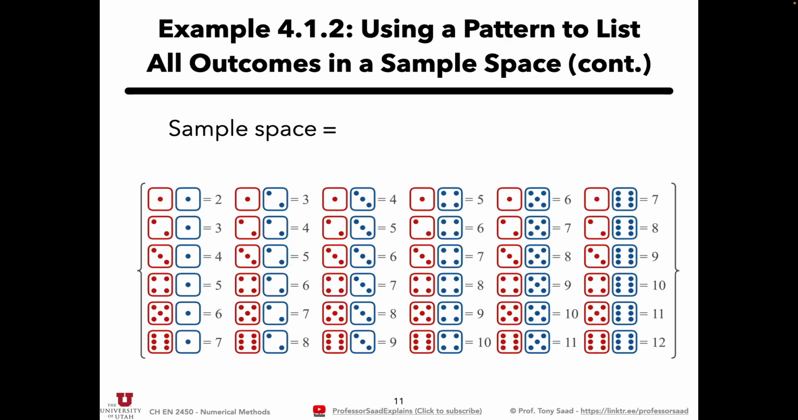So 5 red, 1 blue. Okay, there's 6 over here, and then 4 red and 2 blue. There's this guy, and then there's this guy, and then there's that guy, right? And then 1 red and 5 blue. Okay, so got 1, 2, 3, 4, 5. Okay, those are the outcomes in that event.